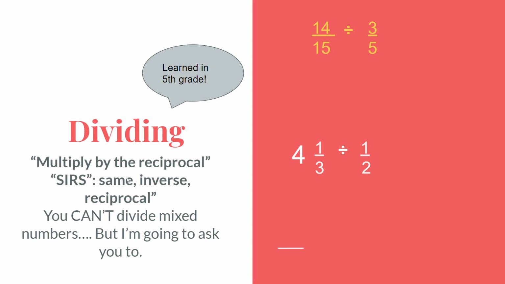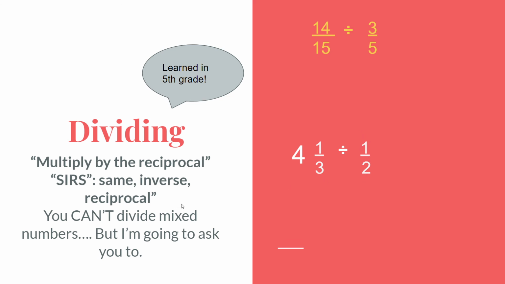A way that we teach it and remember it in our classroom is SIRS, because we have a little bit of a boot camp theme going on. So we say dividing fractions, and they say SIRS. SIRS just stands for same, inverse, reciprocal. It's still the same as multiplying by the reciprocal. You keep the first number the same. You do the inverse operation, just the opposite operation. And then you multiply by the reciprocal.